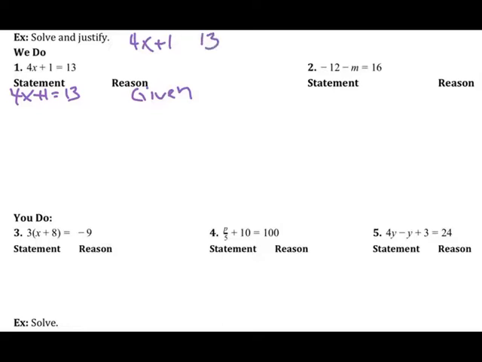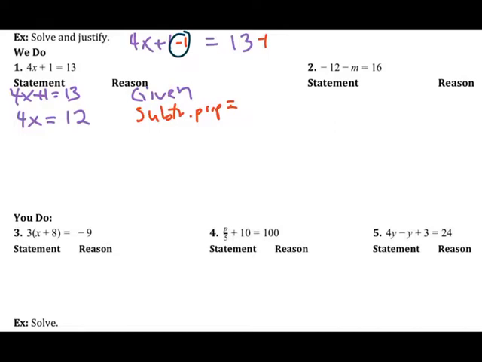I want x in the end to be all by itself. How do I get it by itself? The first thing I need to do is get rid of this plus 1. What's the inverse operation of adding 1? That's subtracting 1, which means before I even do the math, I already know the property. The property is the subtraction property of equality. What do I get when I do that? This is going to become 0, 1 minus 1. So on the left-hand side of the equal sign, I just have 4x. And on the right-hand side, 13 minus 1 is going to give me 12.